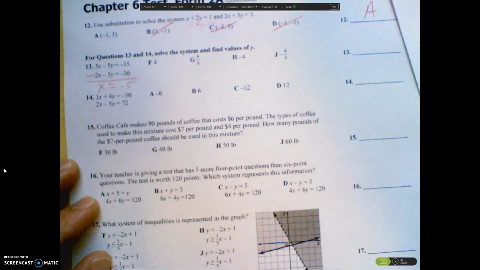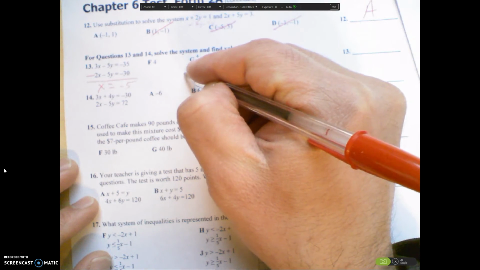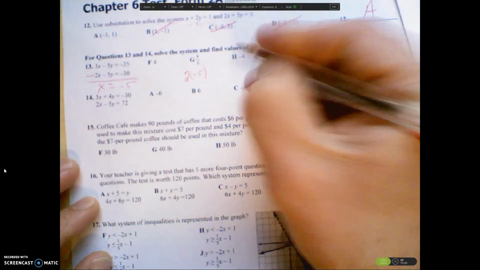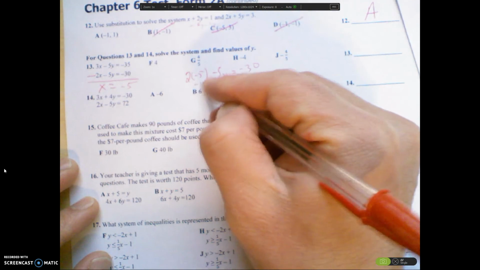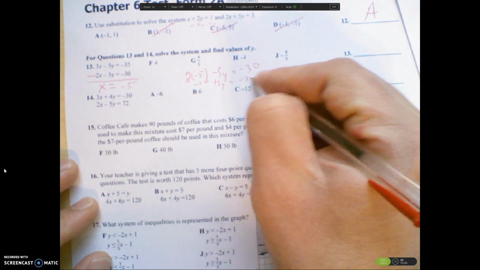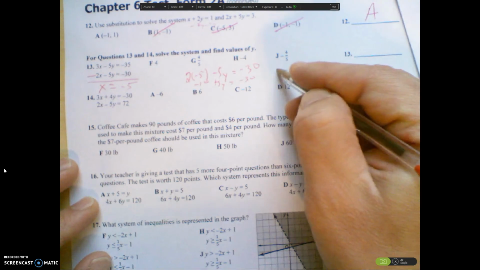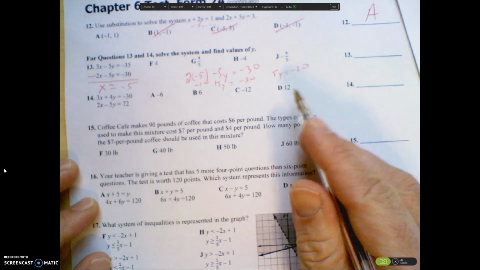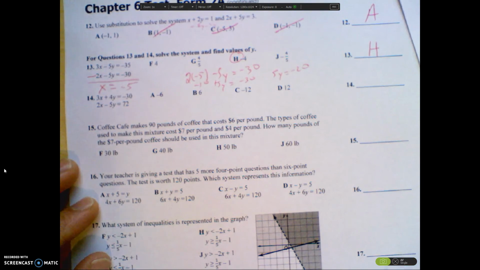Okay, so we got to plug that back into one of these two equations. I'm going to pick the bottom one. So we're going to do 2 times negative 5, minus 5y equals negative 30. That gives me negative 10 plus 5y equals negative 30, right? I'm going to add 10 to both sides, which gives me 5y equals negative 20. If I divide both sides by 5, I'm going to get y equals negative 4, which is H.